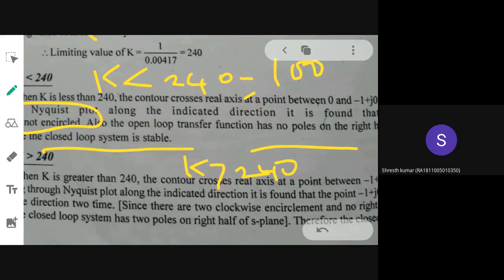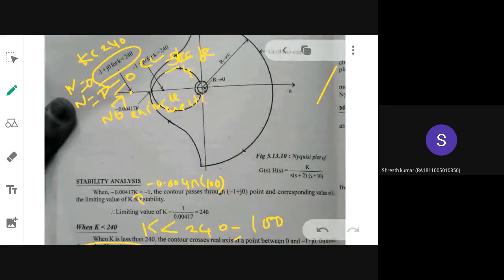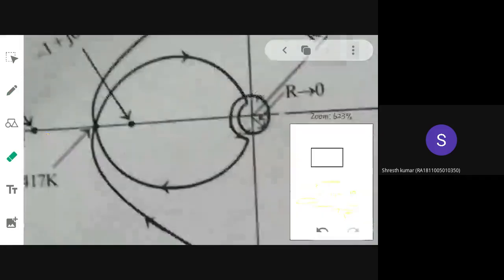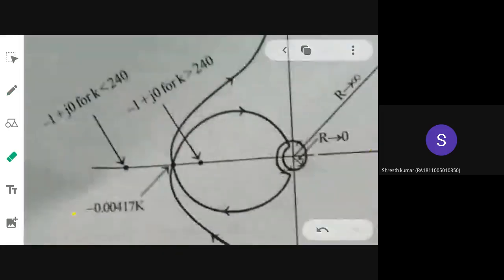For the second case, suppose I choose k is equal to 500. Then I have to check what the crossing point is here. Any value you can choose, it's your choice. You choose it and substitute in the crossing point. Now the crossing point is coming over here. So this is your crossing point now.